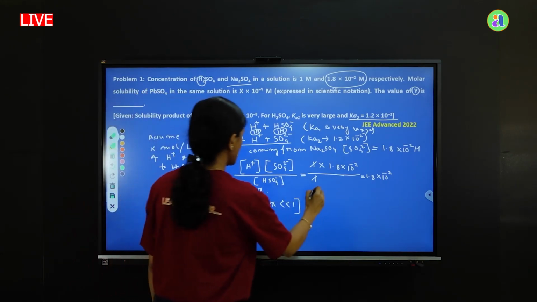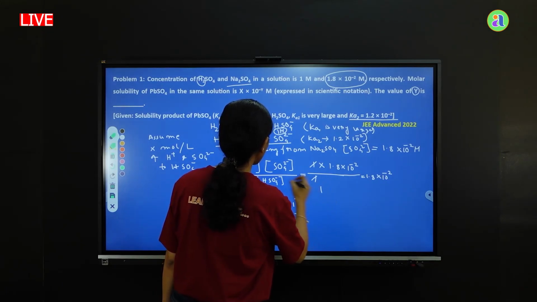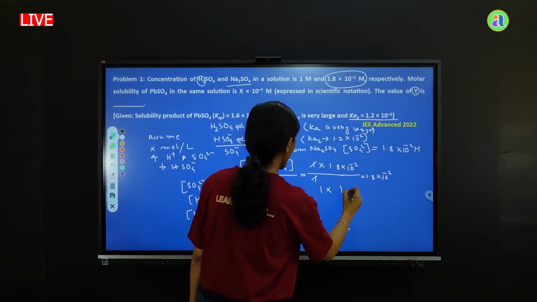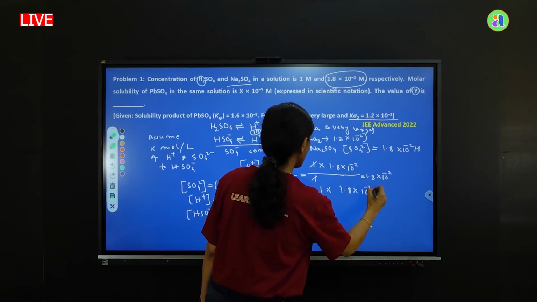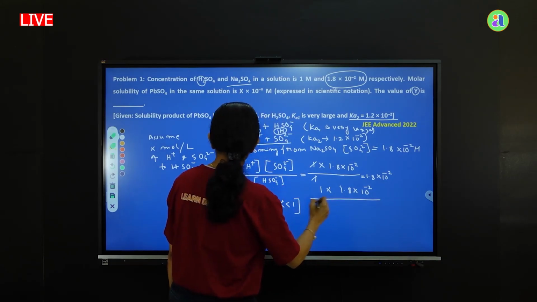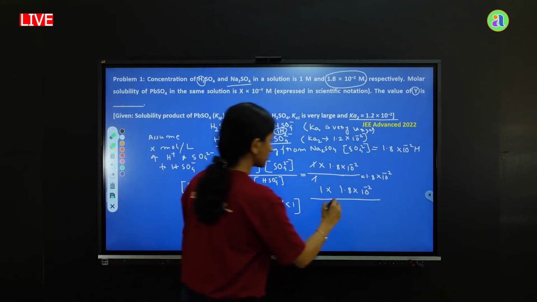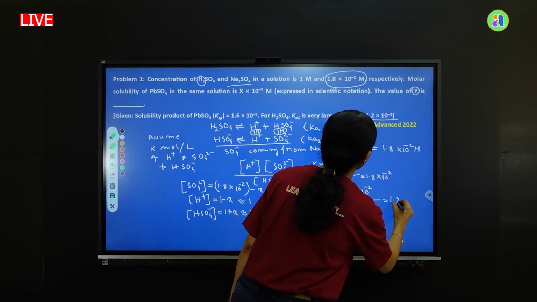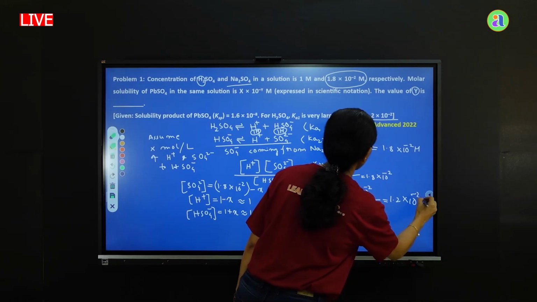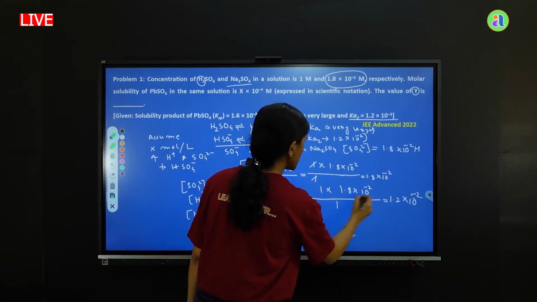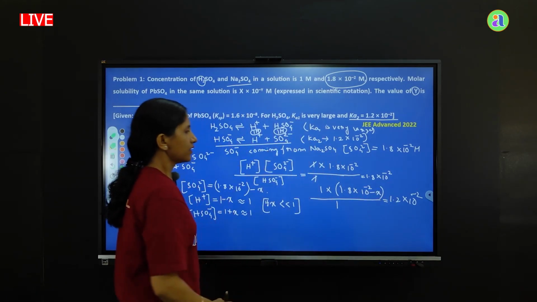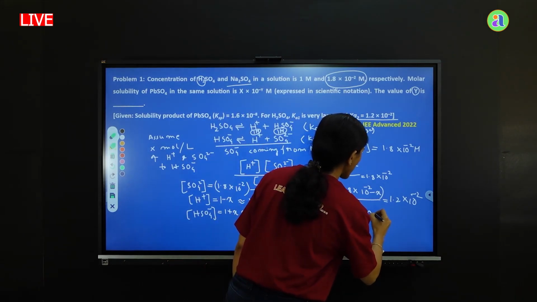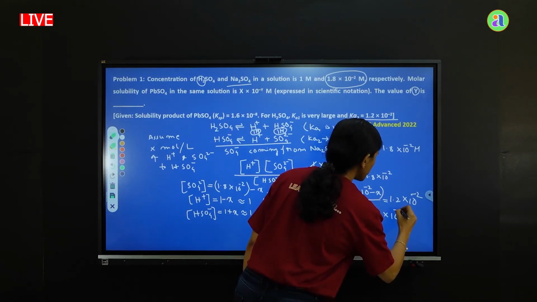Now if you put the values for this dissociation step, the second step, then for H plus, as we have got from here, 1, times SO4 2 minus, which is 1.8 times 10 to the power minus 2, divided by HSO4 minus, which has again come out as 1, and this is nothing but Ka2, so it is equal to 1.2 times 10 to the power minus 2. So if you calculate this, the x will come out as 0.6 times 10 to the power minus 2.